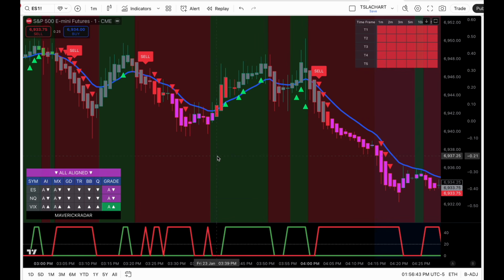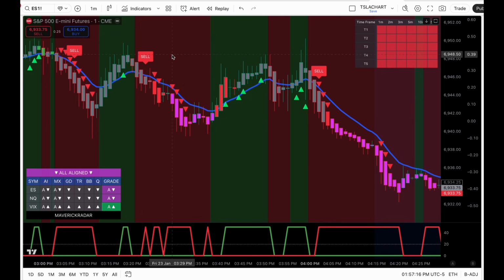But essentially, here are our rules. We stack probability. We don't just get a buy or a sell signal, although all 3 sell signals worked out absolutely phenomenal here Friday late in the day. But we stack probability, meaning we like to go short when price is below this blue line. This is the Maverick guide. When price is below the blue line, we like to go short. When price is above it, we like to go long.